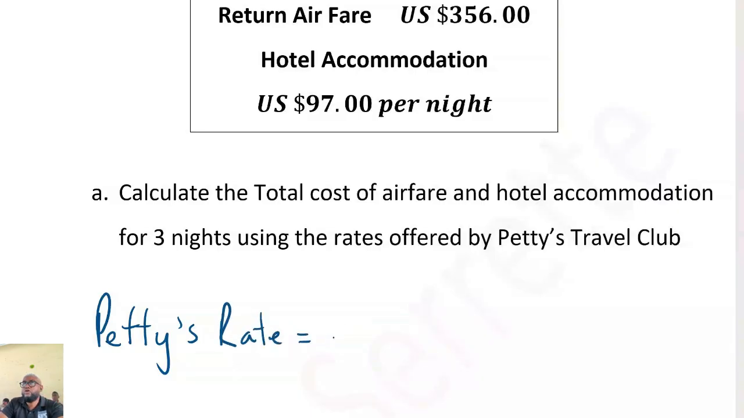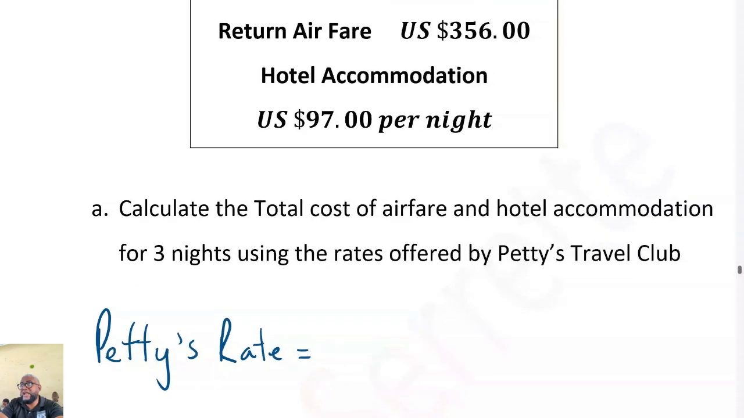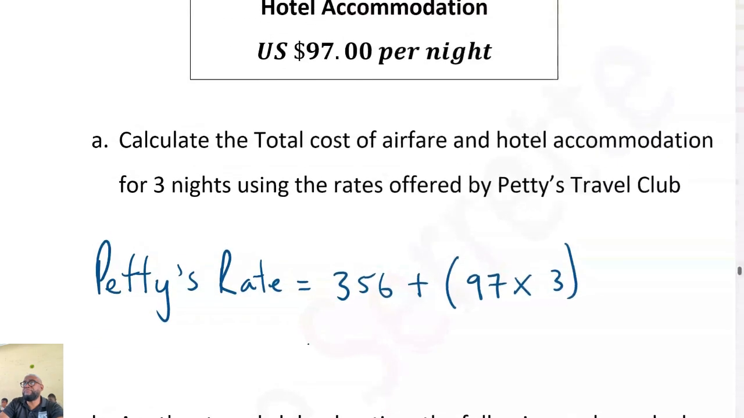So let's go. What am I adding here? What's the first thing? 356. That is the return airfare. And I need to add what? What is the hotel? 97 by how many days? By how many nights? 3 nights. Work on this and tell me what's Petty's rate, please.